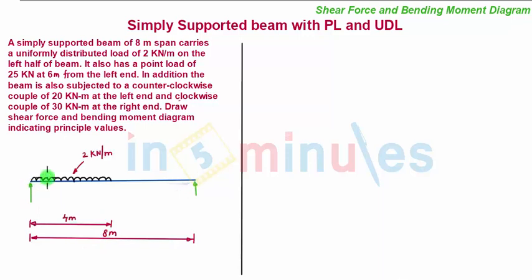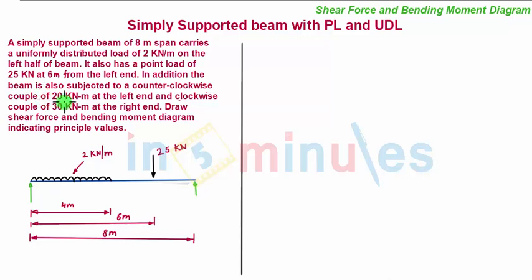Then we draw a uniformly distributed load of intensity 2 kN per meter on the left part of the beam, that is for a distance of 4 meter from the left end support. Then we draw a point load of 25 kN which is acting at a distance of 6 meter from the left end support. And also there are two couples.